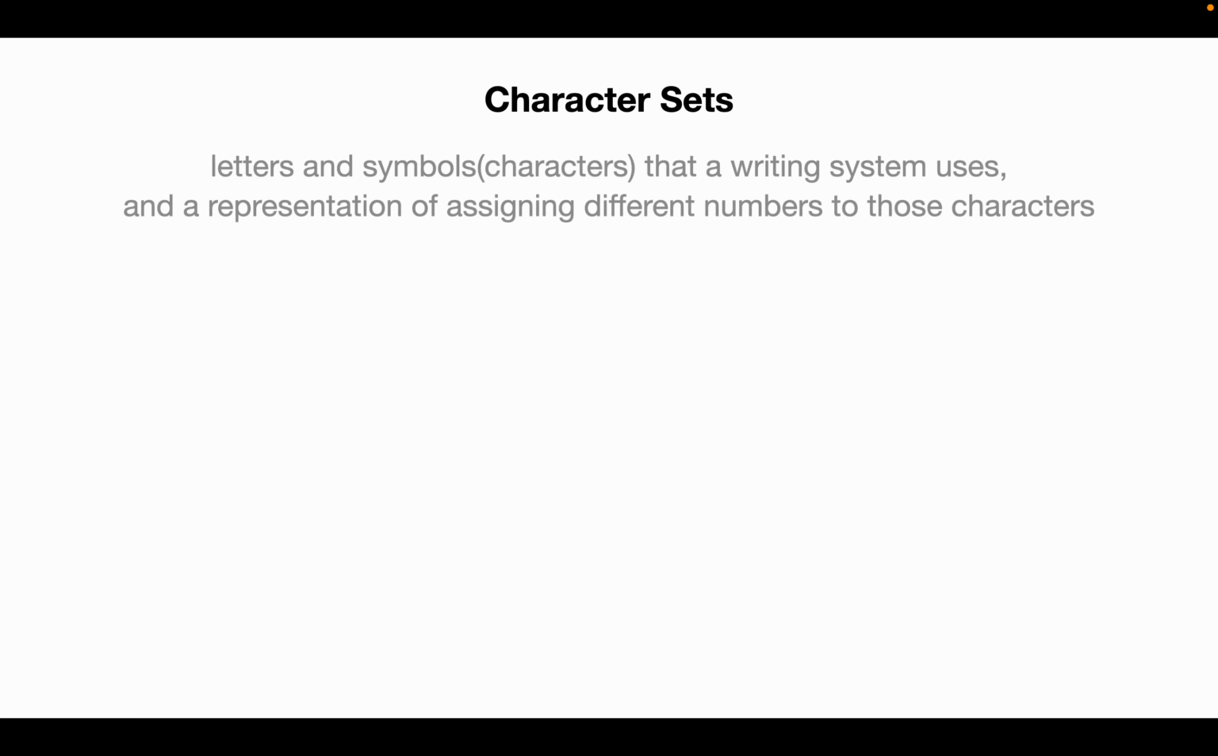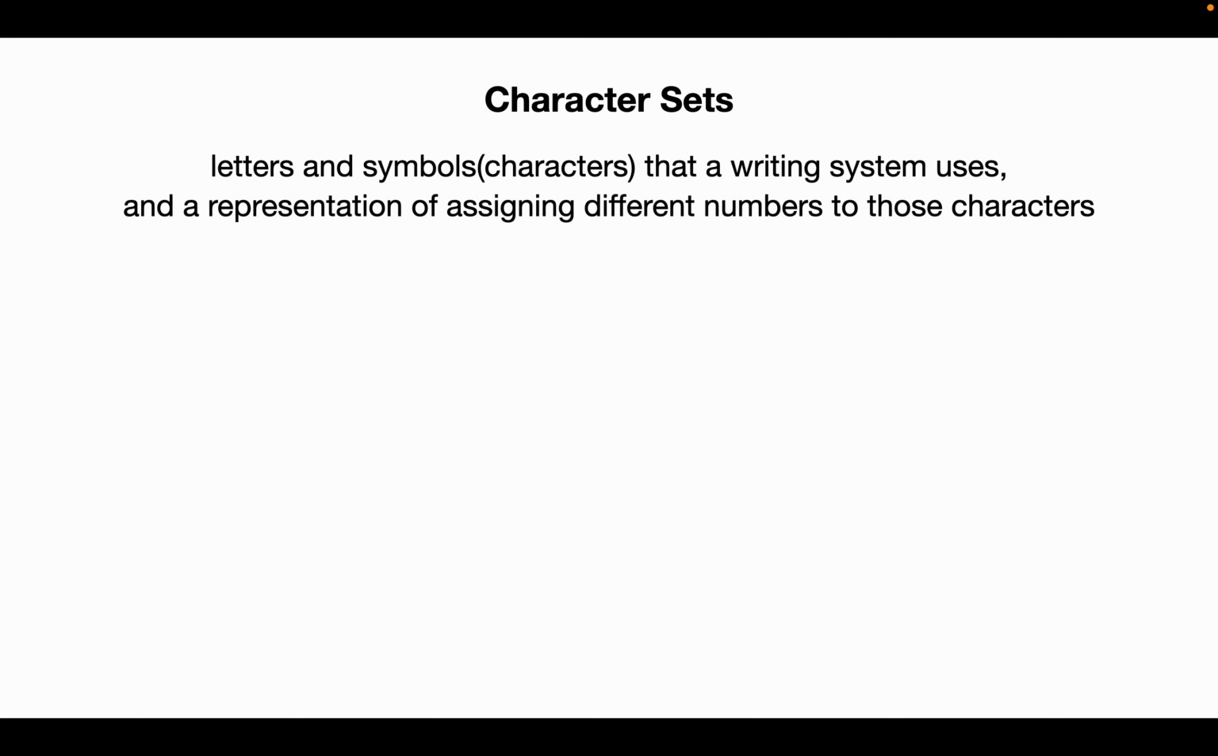Alright, now let's talk about character sets. What is a character set? It's a collection of letters and symbols that a writing system uses, and a representation of assigning different numbers to those characters. So we have a set of characters, and then we have some numbers. Each character has a number. That's all. That's a character set.